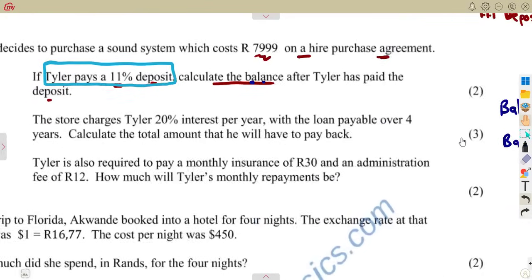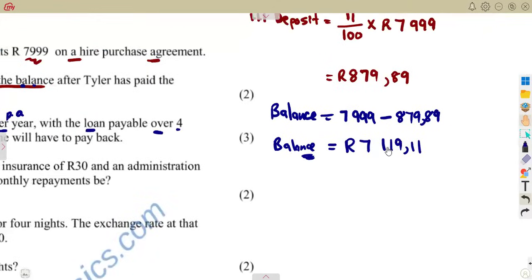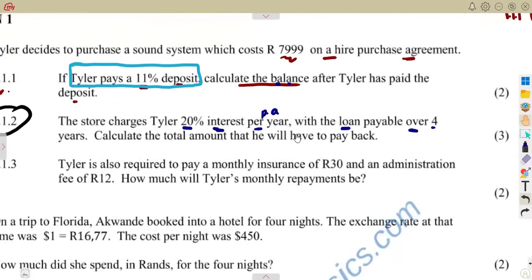So the question now on 1.1.2, we are now given a condition that the store charges, take note, 20% interest per year, meaning to say per annum. There is a 20% interest with a loan payable over 4 years. Why are they talking about the loan? The balance that we are given becomes the loan that has to be paid. But now there is what? An interest. Remember, that's the condition.